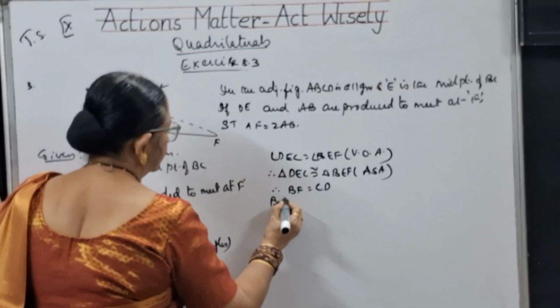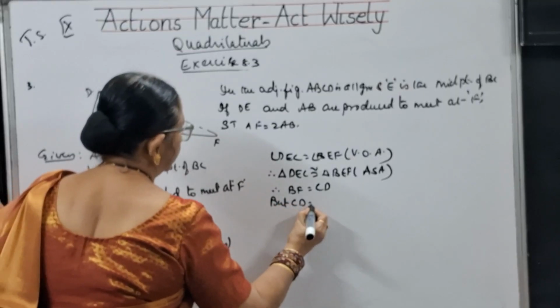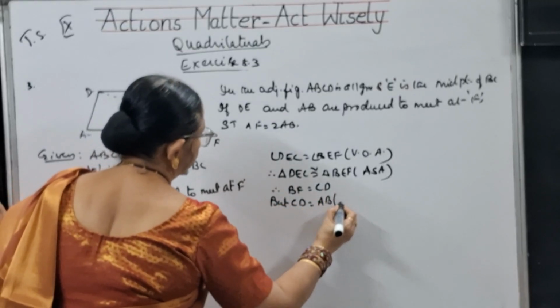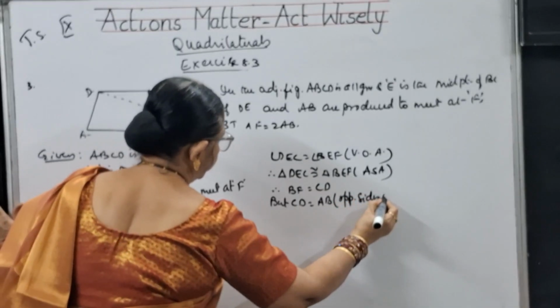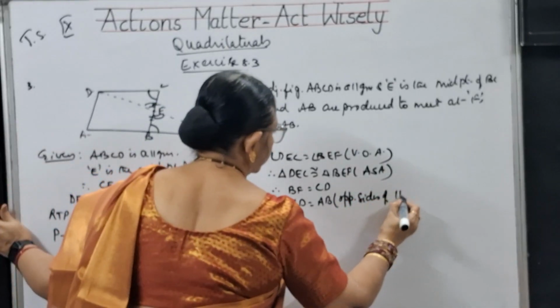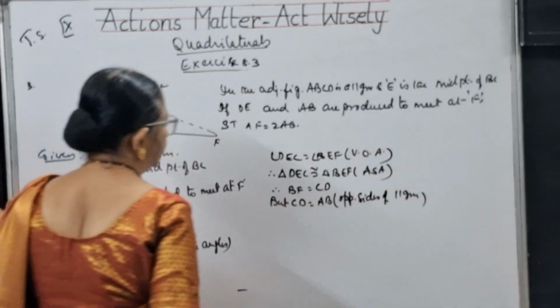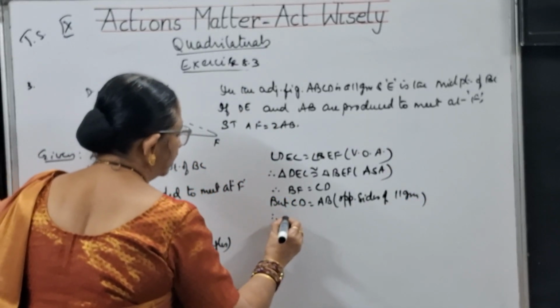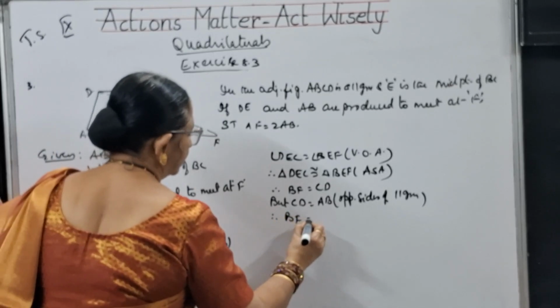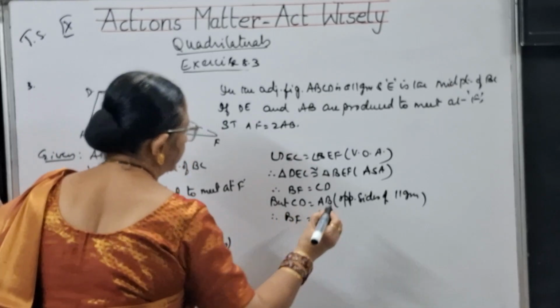But CD is equal to AB. Why? They are opposite sides of a parallelogram. So they are equal. Okay, BF is equal to CD. Therefore, what can I say? BF is equal to AB.